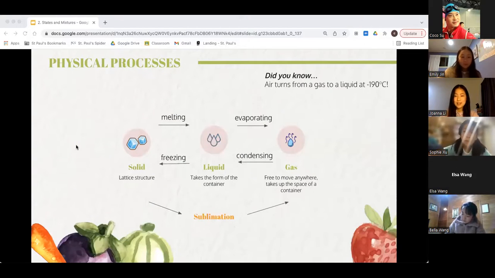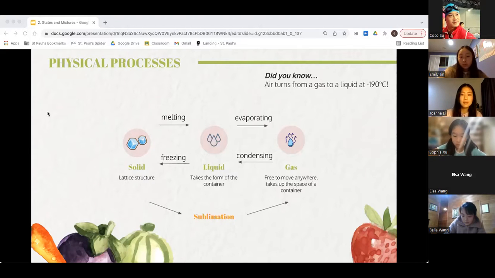Physical processes. Emily, do you want to do this slide? Yeah. So there are 4 fundamental states of matter. We've got solid, liquid, and gas, as we just touched on. There's also one called plasma, but we're not going to worry about that because it's not very common. We don't really see it in our day-to-day lives. Within these states, matter undergoes physical processes. These are physical changes because they're reversible, given adequate conditions and capacities.